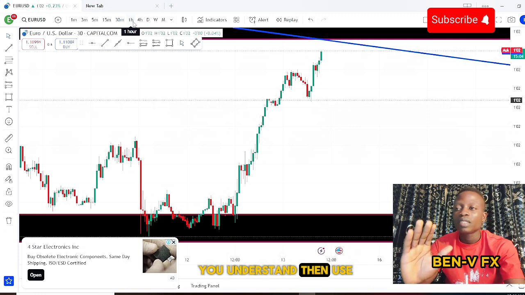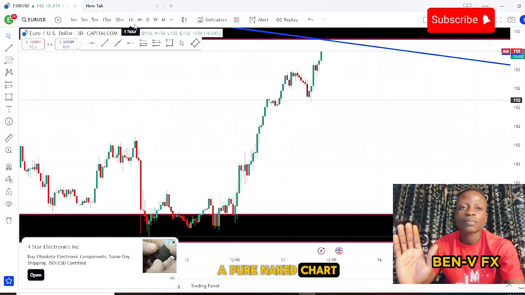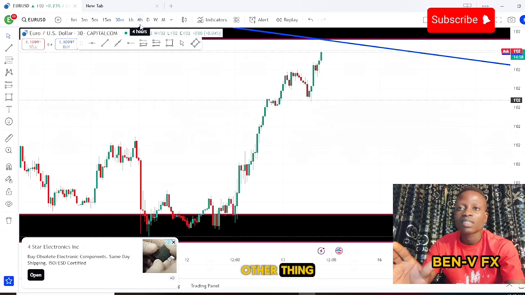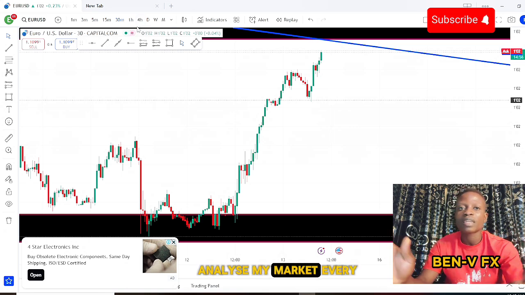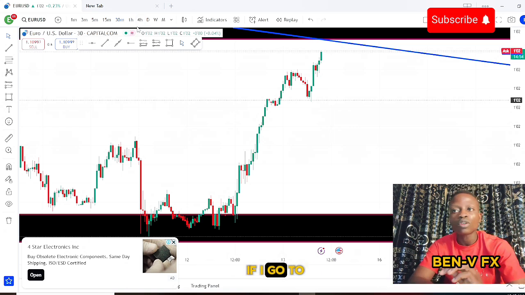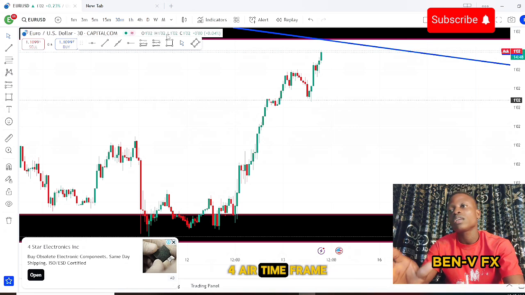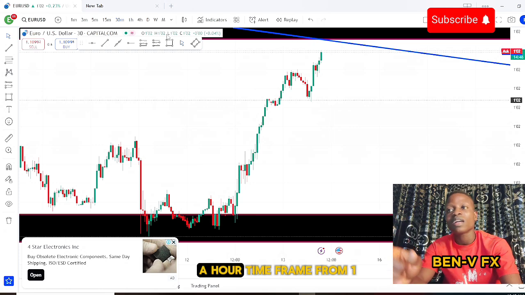You understand? Then use a pure naked chart. I don't use indicators, I don't use any other thing. This is just how I analyze my market every blessed day. If I come to the chart, immediately I'll switch to the daily time frame. From the daily time frame, I'll switch to the 4-hour time frame. From the 4-hour time frame, I'll switch to the 1-hour time frame.